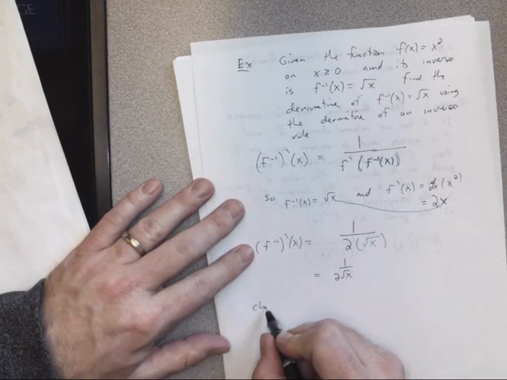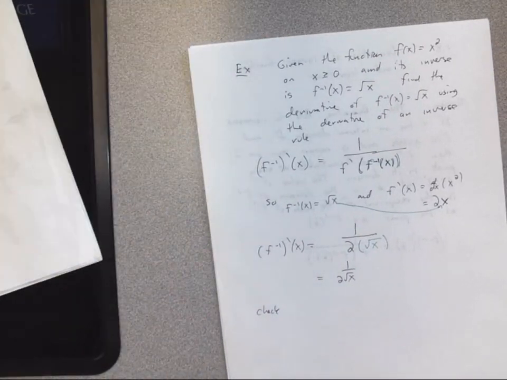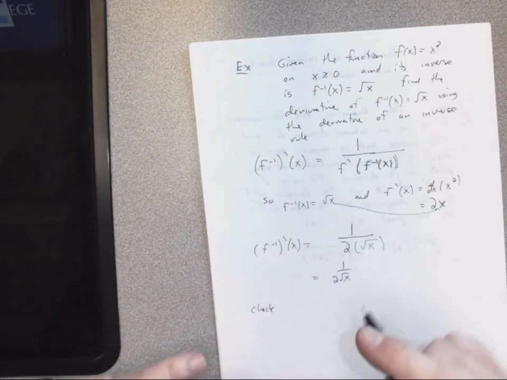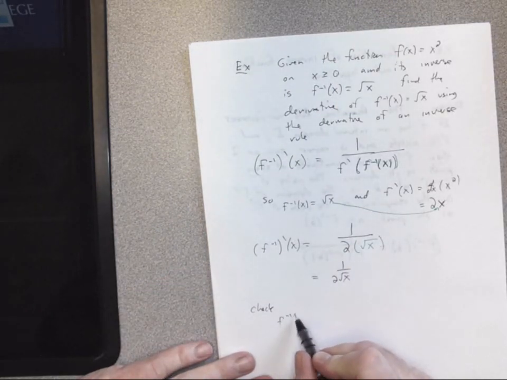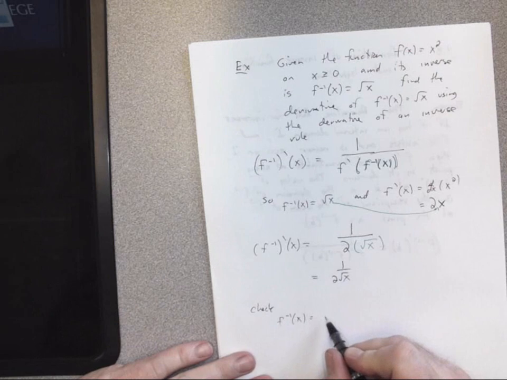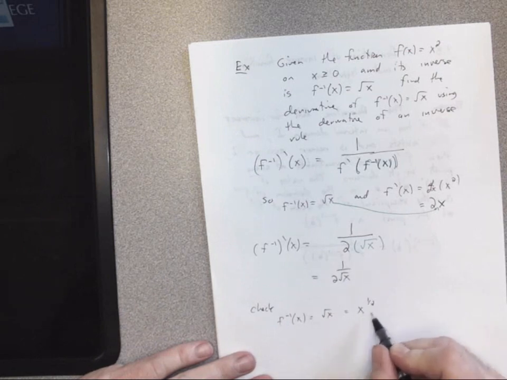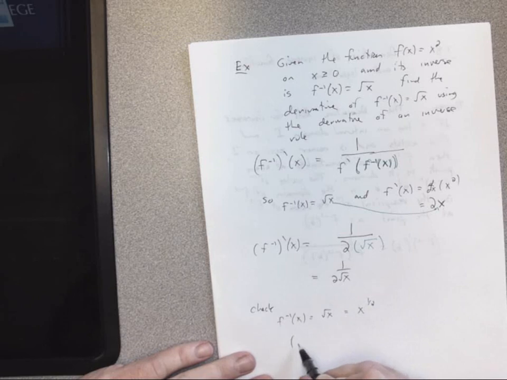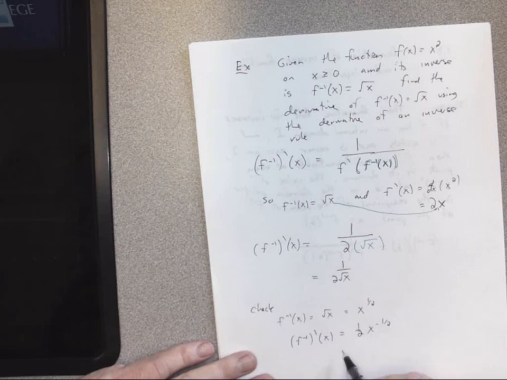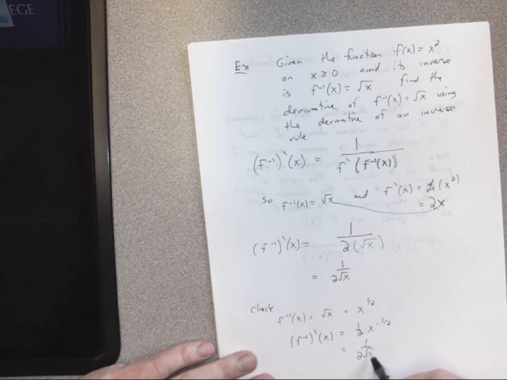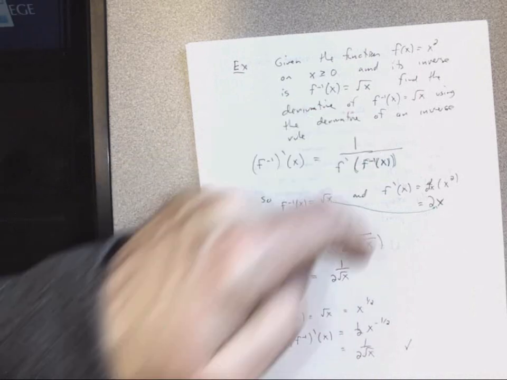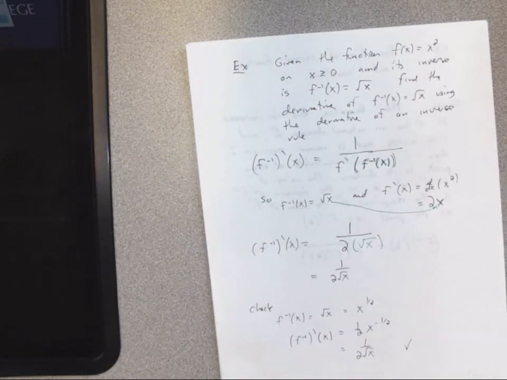And we can do a quick check because I'm choosing this one. I'm trying to verify this because we already know the derivative of this function. So if f inverse of x is equal to square root of x, which is the same thing as x to the 1/2, then the derivative of that function is 1/2 x to the minus 1/2, which is equal to 1 over 2 root x. So it does work. This rule is actually working for us.